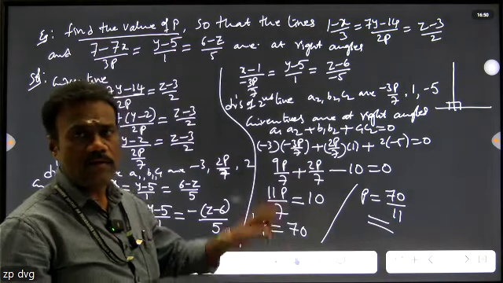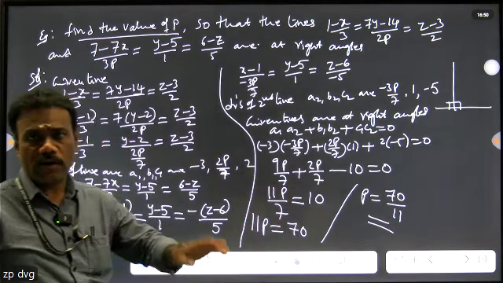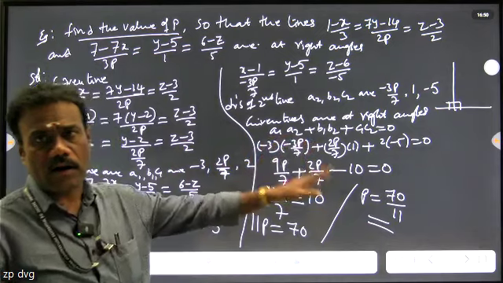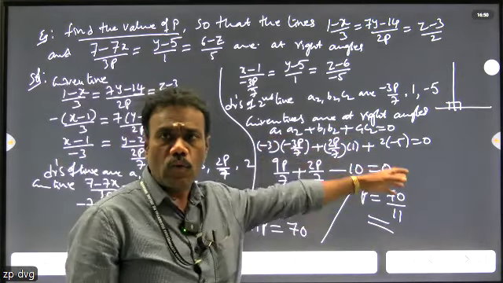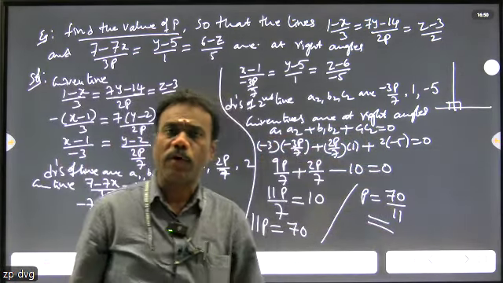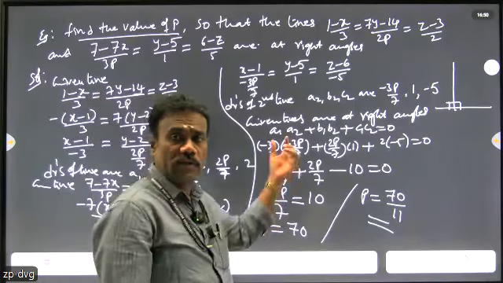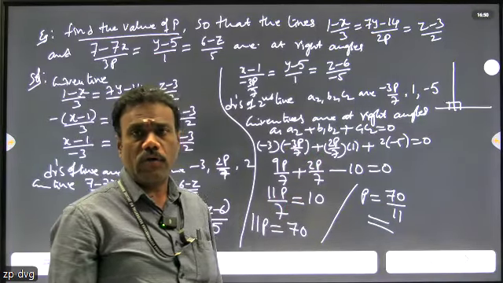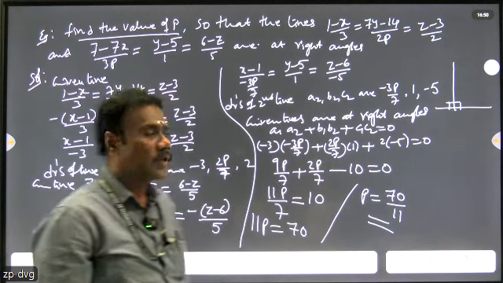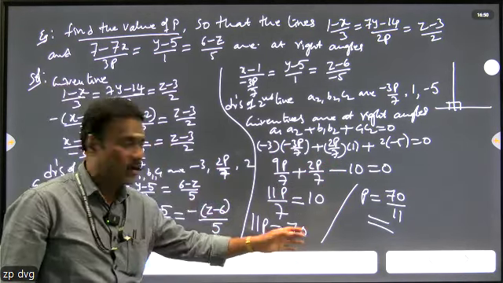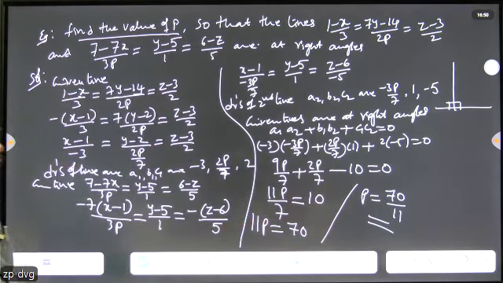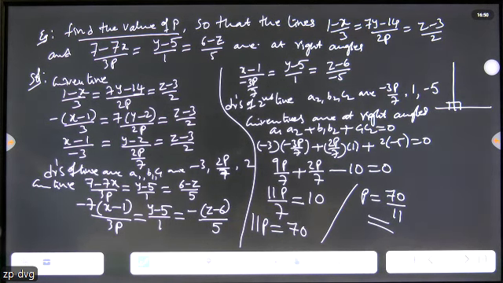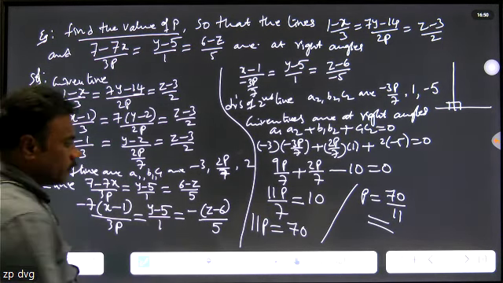When two lines are at right angles, first we have to find the first line direction ratios and second line direction ratios. Given two lines are at right angles. Right angles means they are perpendicular to each other. Perpendicular to each other means condition a1 a2 plus b1 b2 plus c1 c2 equal to 0. So by using this condition, we can find the value of p. Note it down.